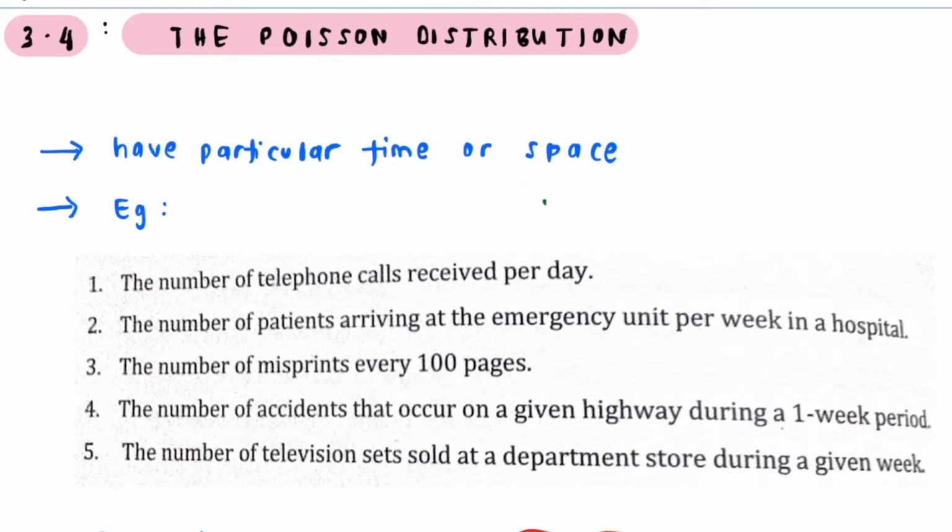For example, the number of telephone calls received per day. So in one day, how many calls are received? And the number of patients arriving at the emergency unit per week in a hospital. The number of misprints every 100 pages. So the space is given as 100 pages. How many misprints? The number of accidents on a given highway during 1 week. And the last one, the number of television sets sold at the department store during a given week. So you must have that specific time or space given in the question.